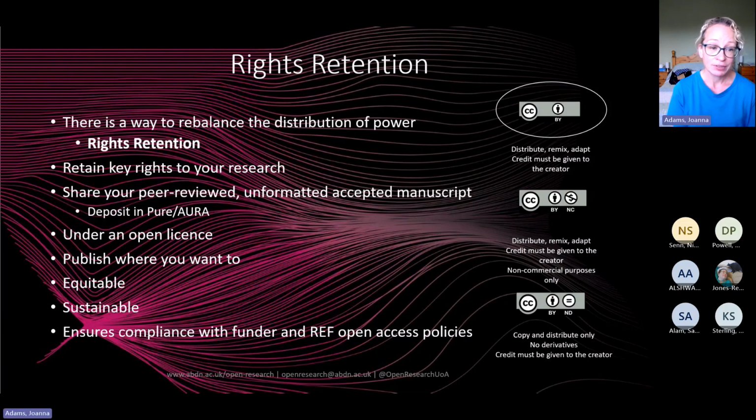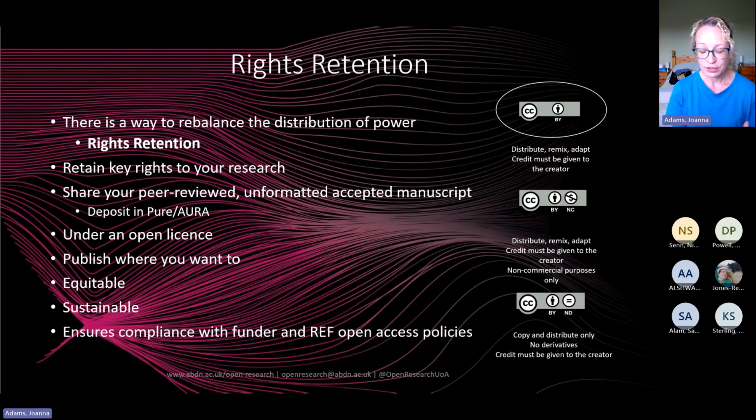So rights retention enables you to retain key rights to your research article, and you'll be able to share the peer-reviewed, unformatted, accepted manuscript. You can deposit that in your institutional repository, which is Pure and Aura here at Aberdeen. You can make it open under a license that sets out how you want it to be reused. We recommend the CC BY Creative Commons license, which allows the work to be shared, reused, adapted, as long as credit is given to the creator.